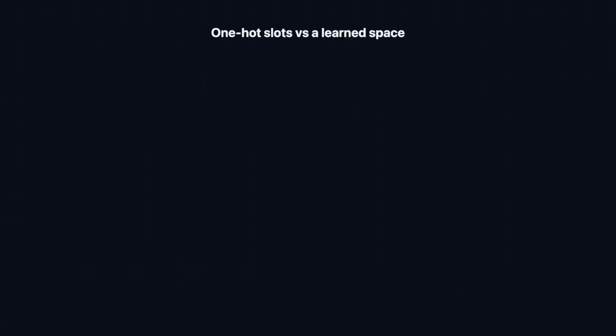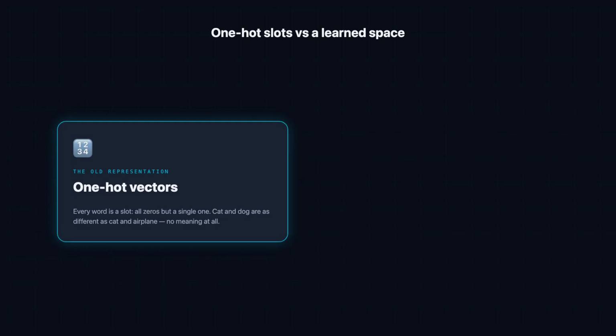Now, to feel why this mattered, look at how computers used to represent words. Traditionally, every word was just a slot in a giant list. Cat is position 400, dog is position 9000, and each one is a vector that's all zeros except a single one. Under that scheme, cat and dog are exactly as different as cat and airplane. There's no notion of meaning at all, just identity. The representation knows nothing about what any word actually is.